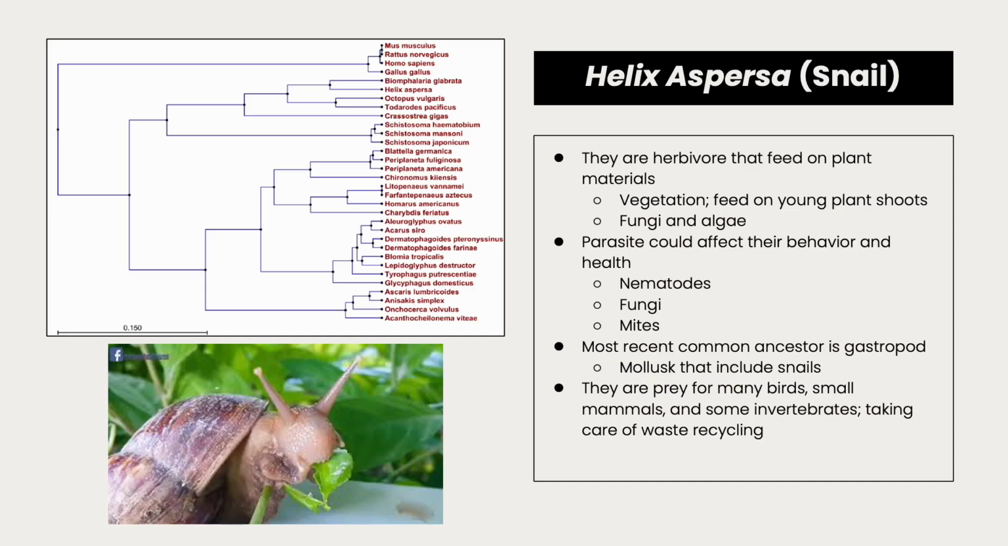After the rat, we're looking at the biotic factors of the snails. They are herbivores that feed on plant materials. Parasites such as nematodes, fungi, and mites could affect their behavior and health. Its recent common ancestor is gastropod. Snails are prey for many birds, small mammals, and some invertebrates.